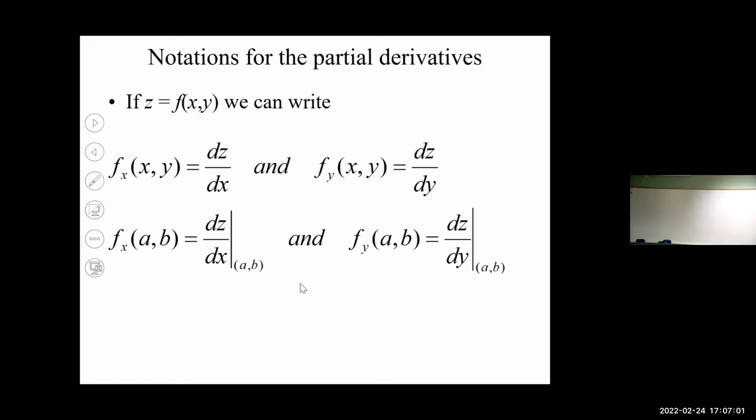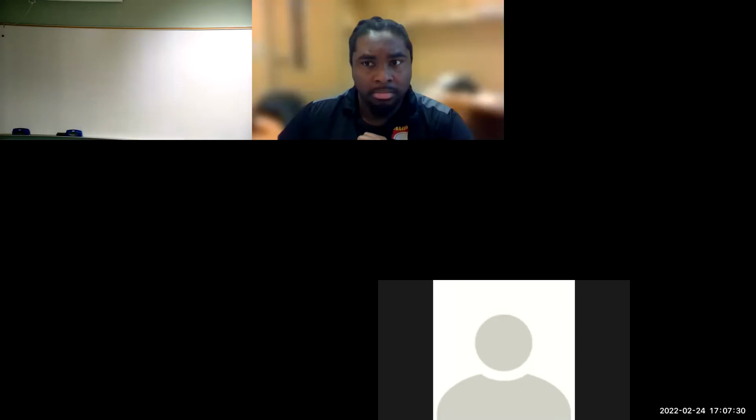So we need to be familiar with both notations. I typically like the f sub x notation, but both are perfectly fine, and they both convey what we're looking at. F sub x means the partial with respect to x. So it's measuring the change in our output variable with respect to x, holding y constant. Same thing with f sub y. What you see on the lower part is if we want to evaluate these at a point.